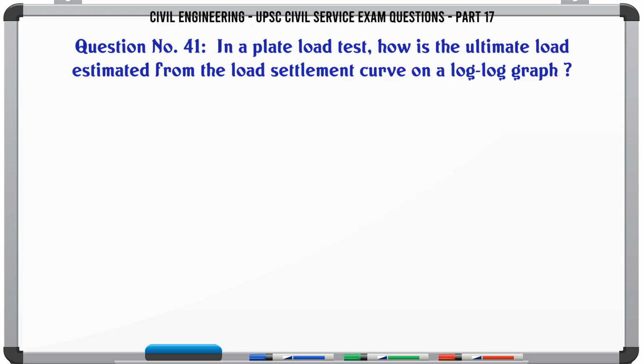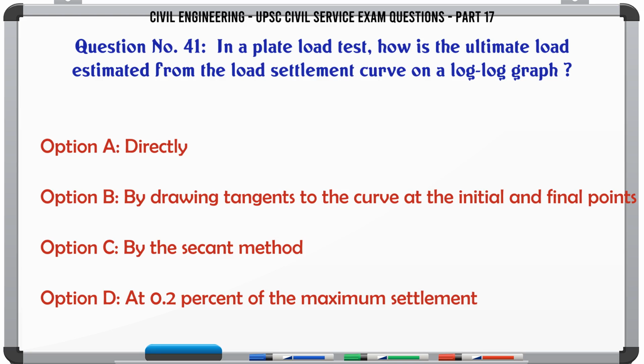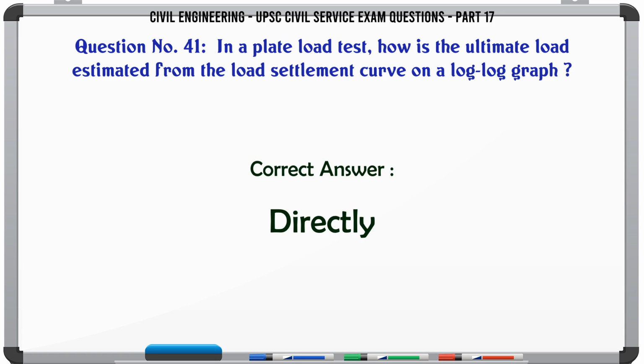In a plate load test, how is the ultimate load estimated from the load settlement curve on a log-log graph? A. Directly. B. By drawing tangents to the curve at the initial and final points. C. By the secant method. D. At 0.2% of the maximum settlement. The correct answer is directly.